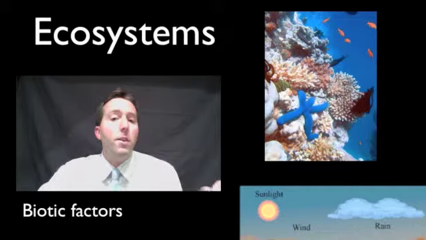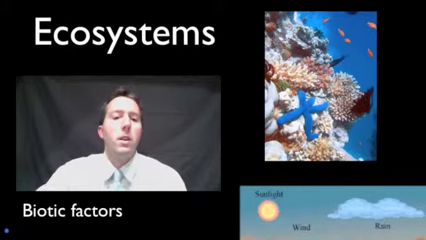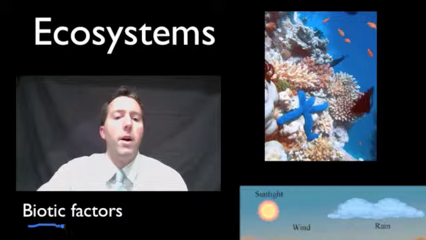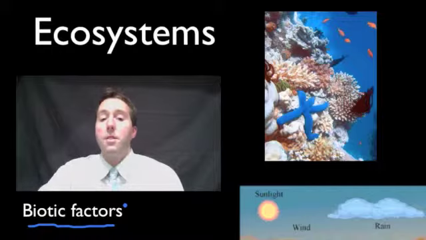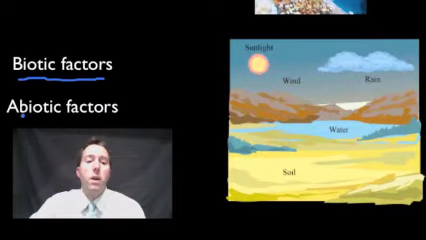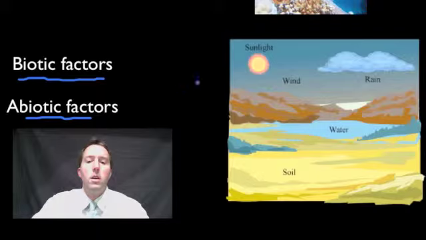And so the living things in an ecosystem, they're called the biotic factors. So bio is living, so the biotic factors in an ecosystem are the living parts of an ecosystem, and the non-living parts of an ecosystem are the abiotic factors. So they're the things like rocks and water. So we've got a picture here of the abiotic factors in an ecosystem.